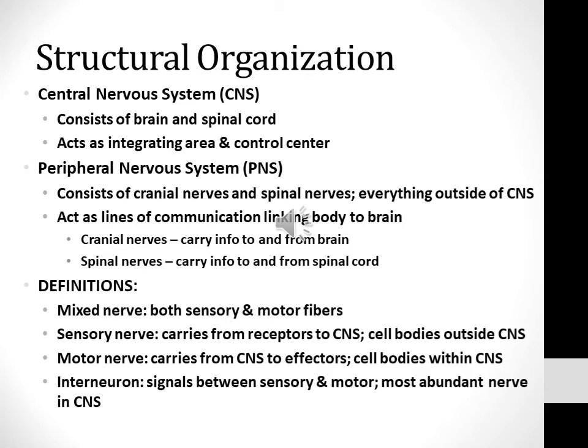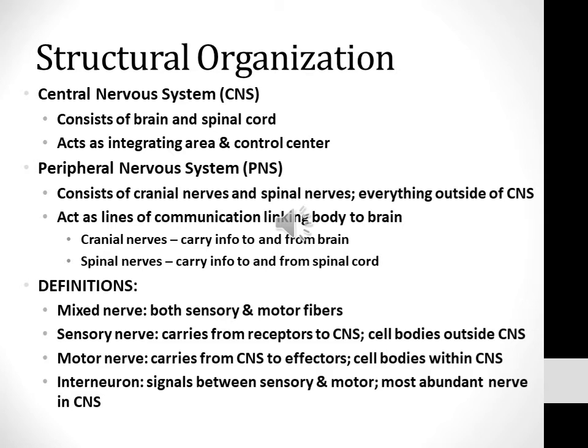And again, I'm going to tell you a little bit more about some of these divisions of the peripheral nervous system on the next slide, so I'm going to leave it at that here. We do have a few definitions of what we're talking about when we talk about a nerve. So a nerve in general is a bundle of nerve fibers outside of the central nervous system.